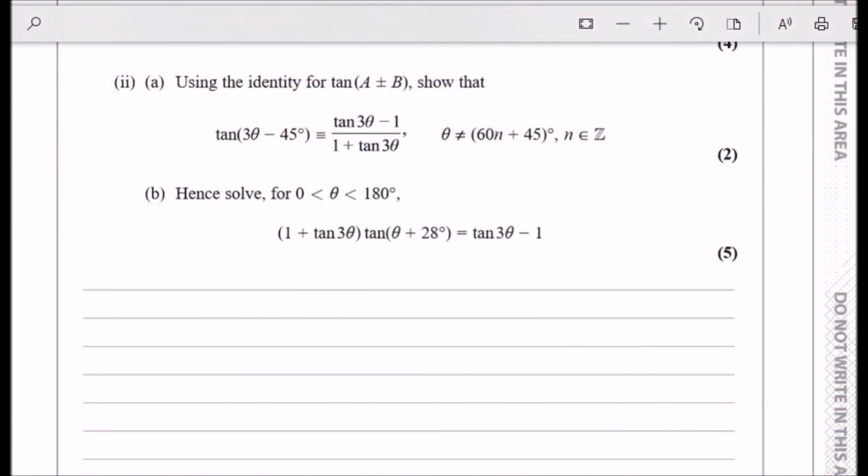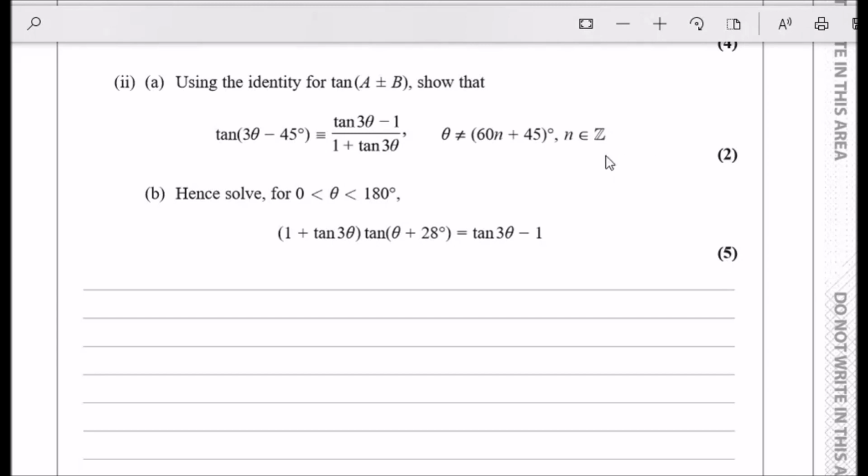So here we'll be looking at the second part of question 6, and here we'll be tackling A and B. So let's look at A. So using the identity for tan A plus minus B, show that tan 3 theta minus 45 degrees can be proven to look like that right hand side.